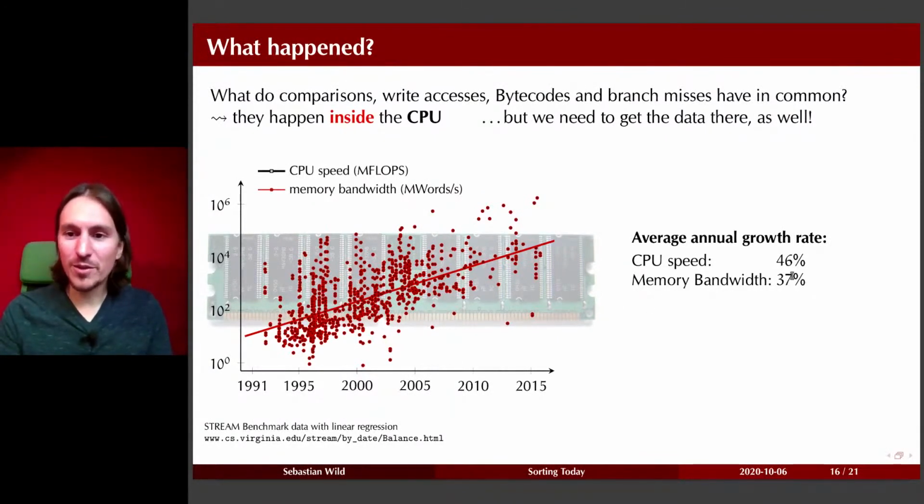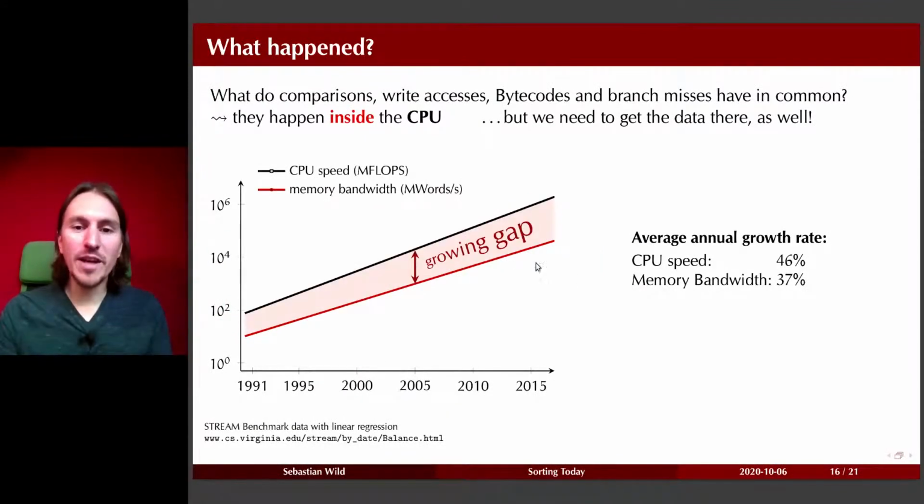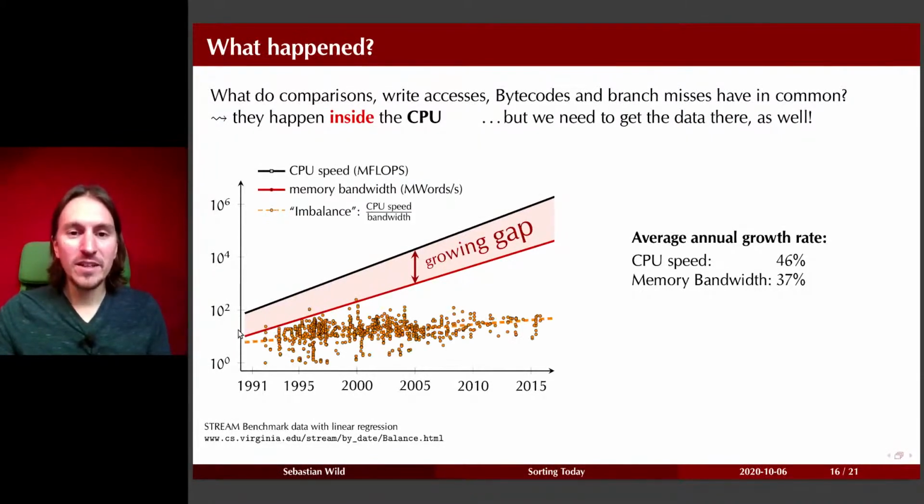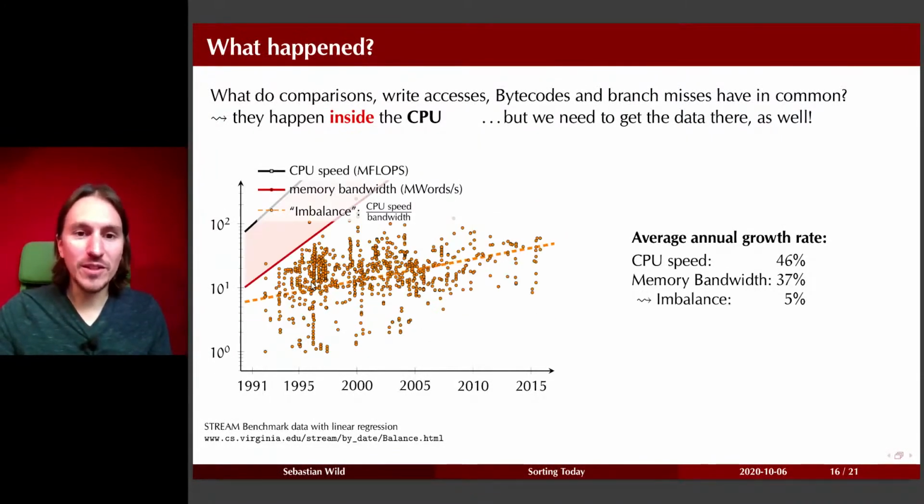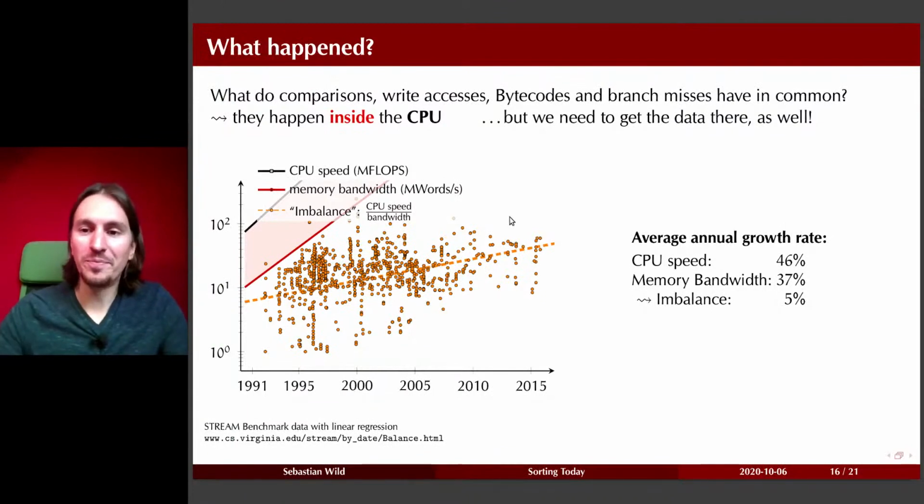But if you notice the numbers, it grew not quite as much as CPU speed. So there's a growing gap between the two, and this is a logarithmic plot, remember, so that gap is exponentially growing. Not at a very great rate, but it's growing. And another way to show the same numbers is for every machine, divide the CPU speed by bandwidth. That's what these points show. And then the trend line here also shows that this imbalance for each machine is growing.